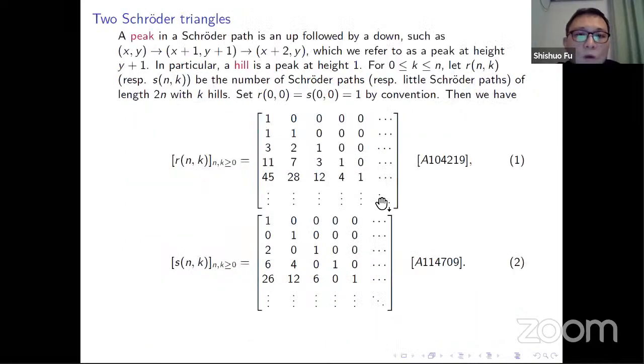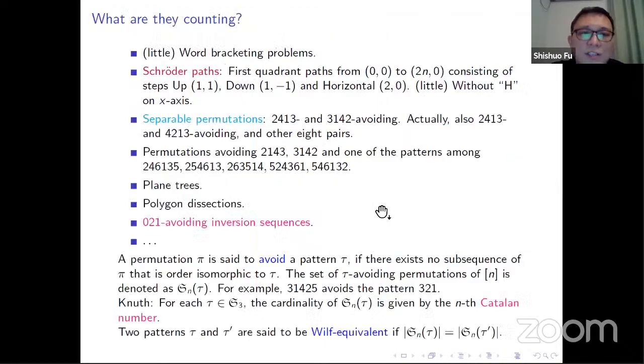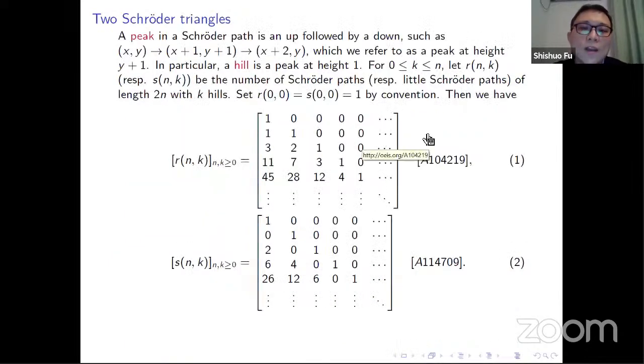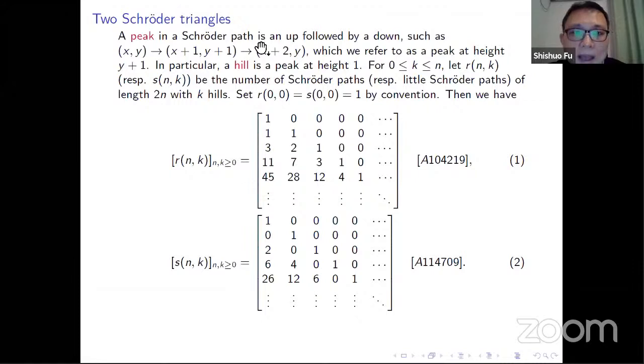Okay, so now we know our sequence. We're going to study the Schroeder numbers, more precisely the large Schroeder numbers, and I think also the little Schroeder numbers as well. So what is the array? How do we refine the sequence to get the triangular array? This is how we do it in terms of Schroeder paths.